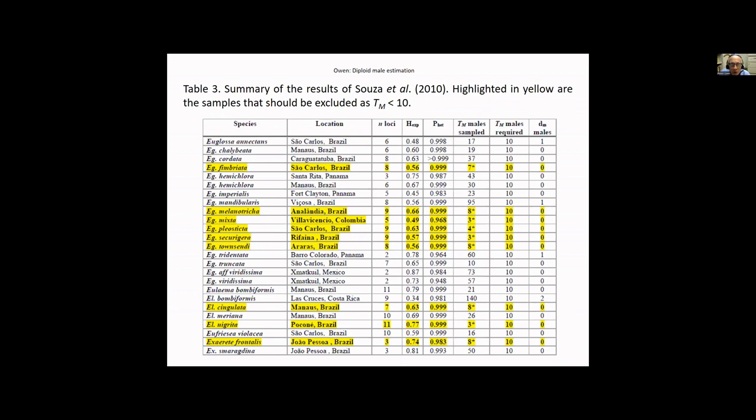put it in this common format, starting with the Sousa paper, and you can see the number of populations that need to be eliminated because, somewhat arbitrarily, but I think sensibly, n of 10 is simply the minimal you can use. So the number of populations highlighted in yellow simply have to be eliminated because of the very small number of males sampled.